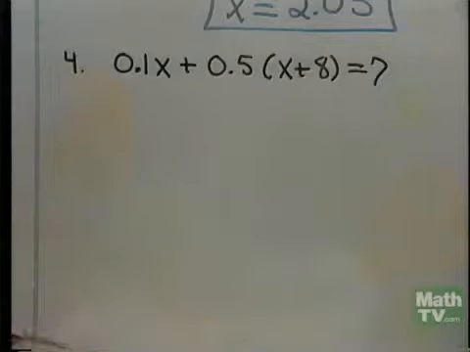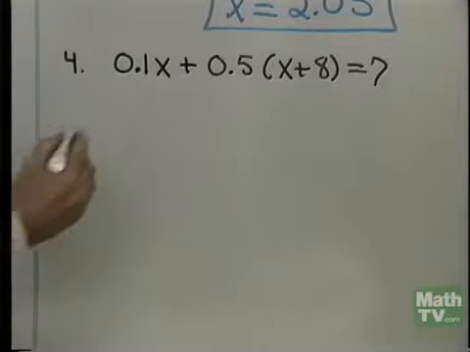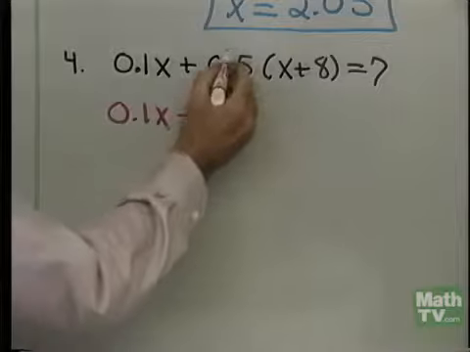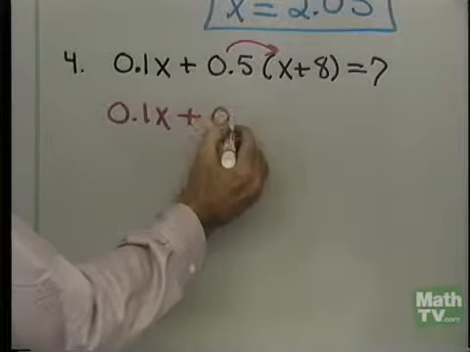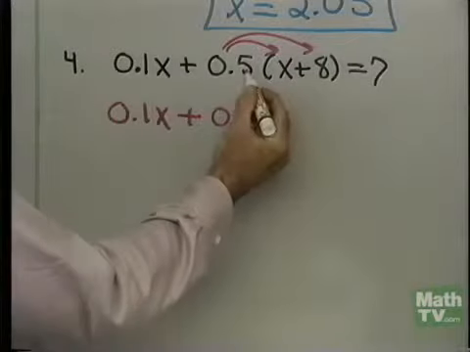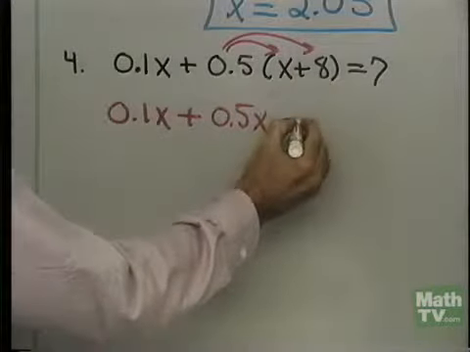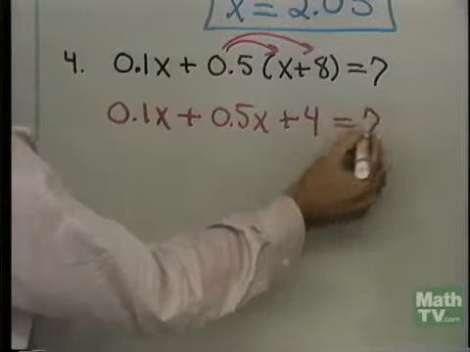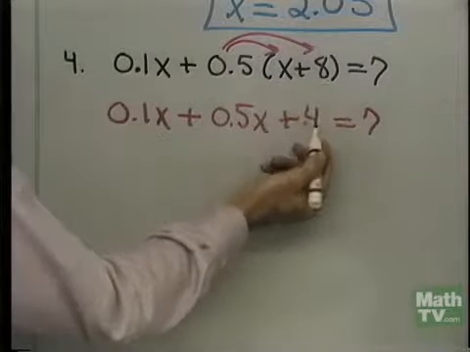Here's our next example. I have 0.1x plus 0.5 times the quantity x plus 8, and that's equal to 7. Let's simplify each side first by using that distributive property. 0.5 times x is 0.5x. 0.5 times 8 is going to be, let's see, 5 times 8 is 40. And then with the decimal point in the correct place, it'll end up to be just 4. And that's right, because 1/2 times 8 is 4.